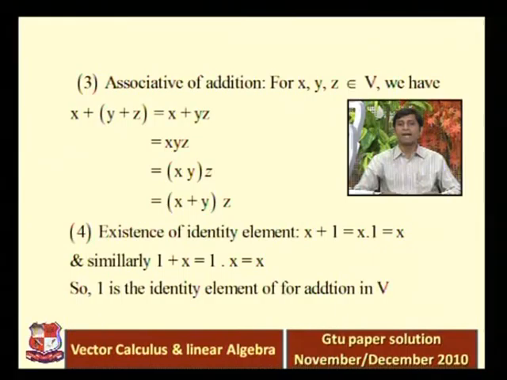Now next we have to find the existence of the identity element. Now what is our identity element? Call it 1. Just try to assume that 1 is our identity element. So x plus 1 can be defined as x into 1, that is equal to x. Similarly you can prove that 1 plus x is also x. So 1 is the identity element for addition in this vector space V. So the fourth condition is also satisfied.